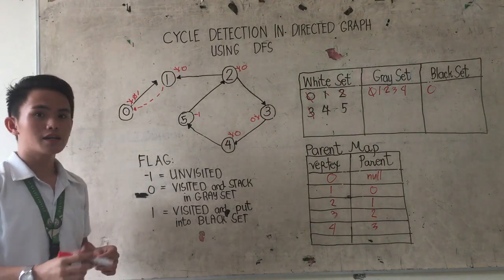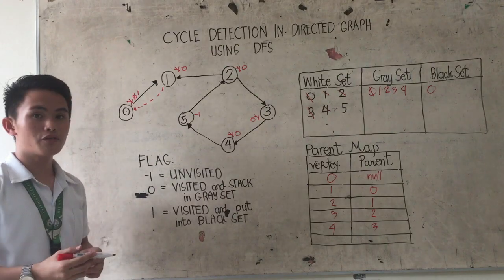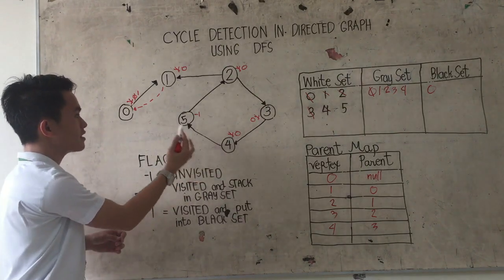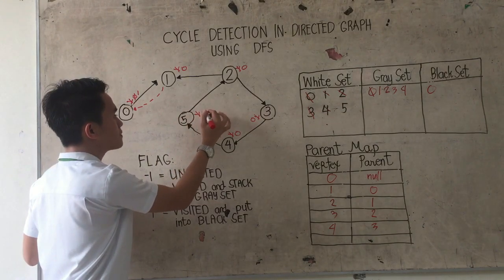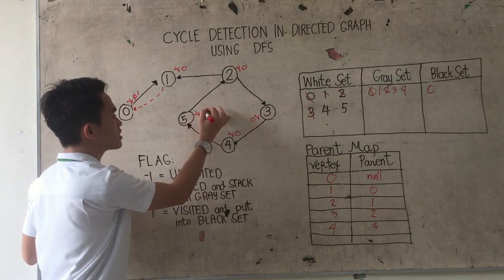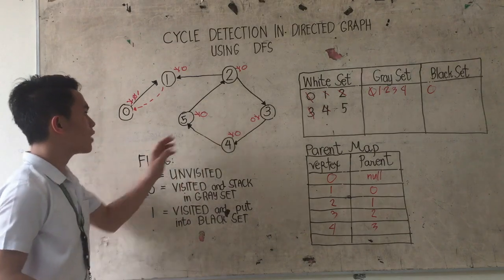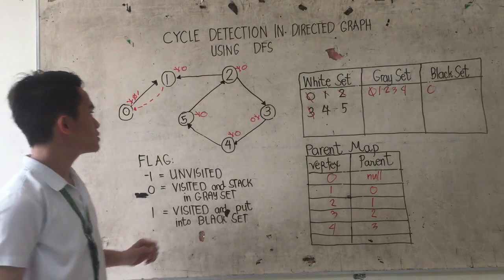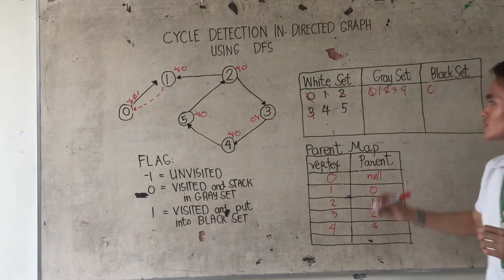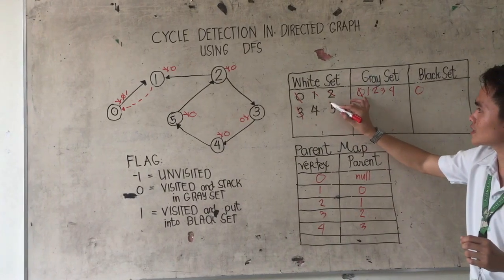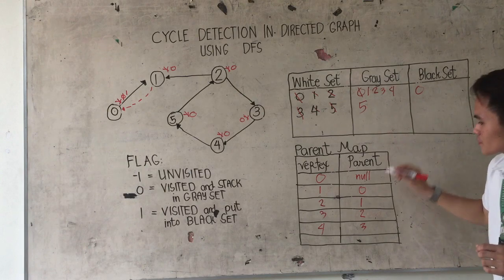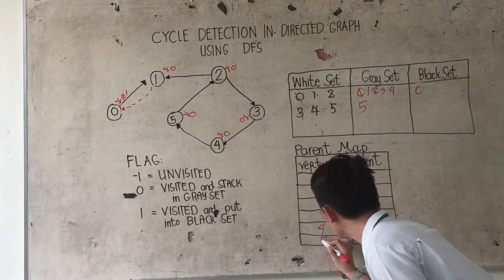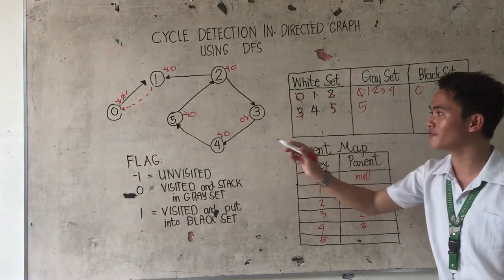After visiting 4, let's find the neighbor of 4, which is 5. Since we will visit 5, let's change these two into negative 1 to 0. Since we have visited 5, let's cross out 5 from the white set and write it down in the gray set. So the vertex is 5 since we just visited 5.